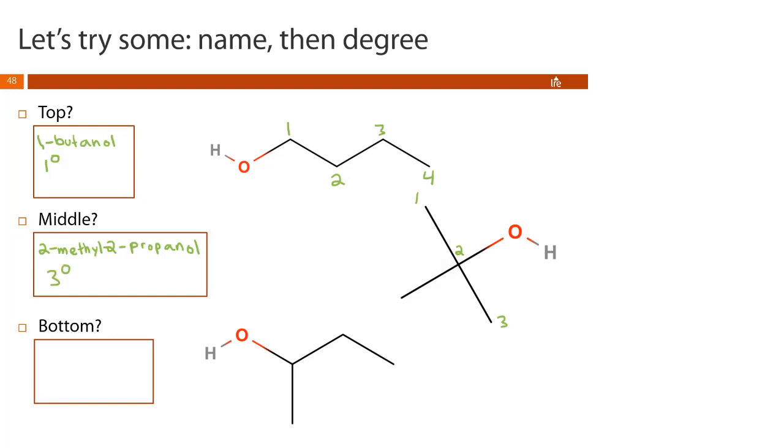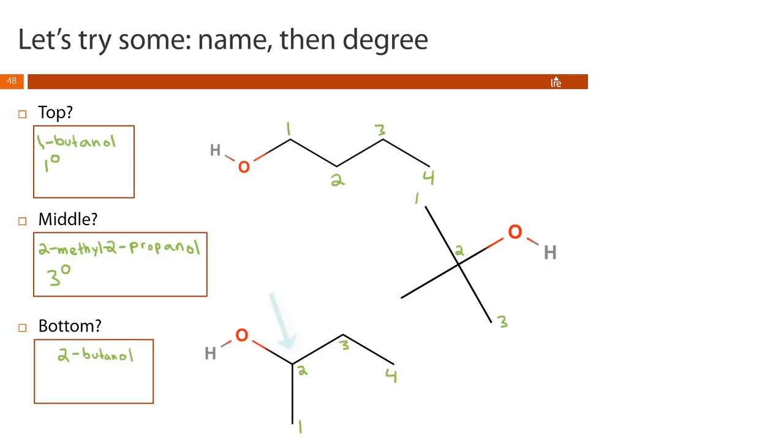Okay, so let's go ahead and try the bottom example. So we'll start by numbering our parent chain. So a 4-carbon alkane would be butane. We're going to drop the E and replace it with OL. And we need to give a position for our hydroxy group. And it looks like our hydroxy group is at position 2. So the final IUPAC name for this molecule would be 2-butanol.